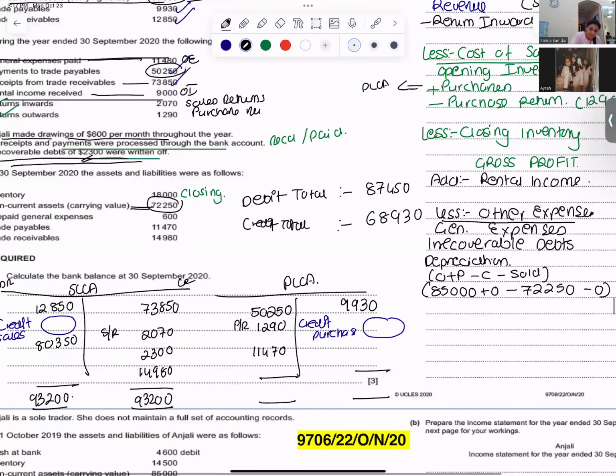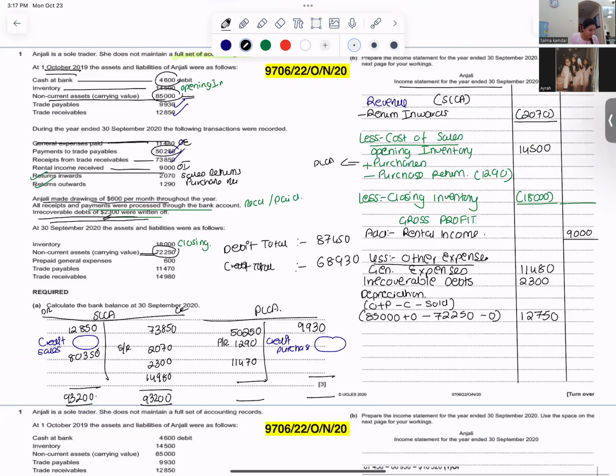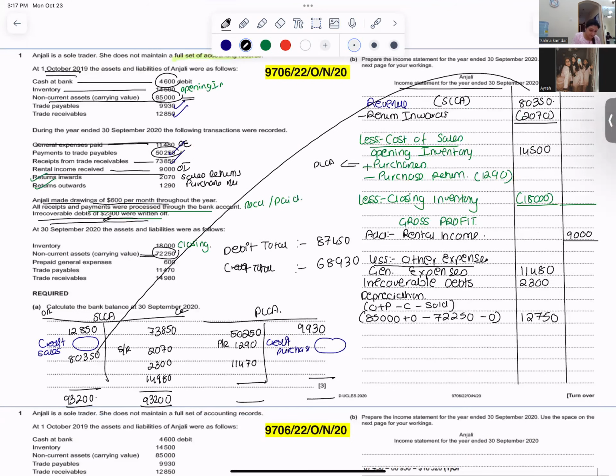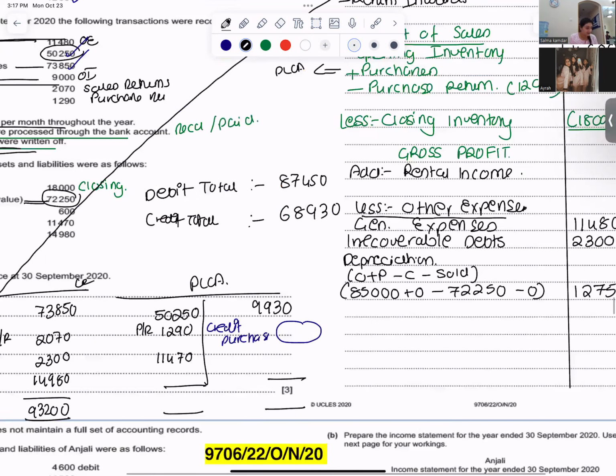Now credit purchases. It will be 50,250 plus 1,290 plus 11,470. Total 63,010. From 63,010, what will you subtract? You'll subtract 9,930. So it'll be 53,080. So this is 53,080.